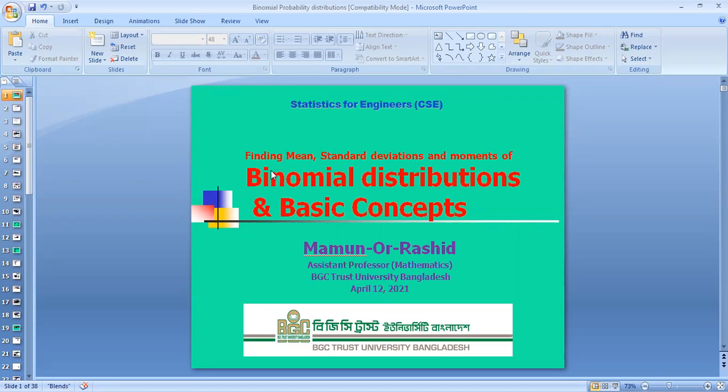Today we'll start another chapter, finding how to find mean, standard deviation, and different moments in case of binomial distribution and basic concepts. First of all, we'll try to define binomial distribution and discuss the desired mean, standard deviation and moments of binomial distribution.